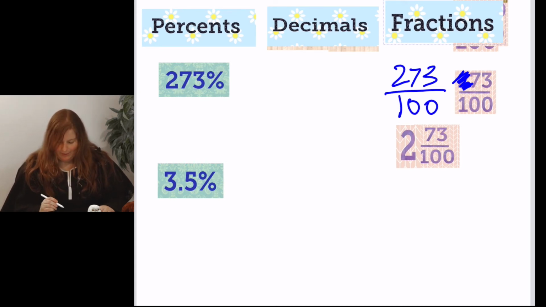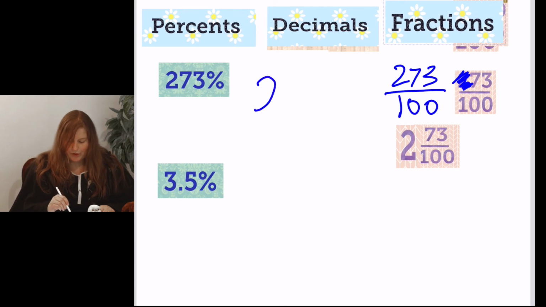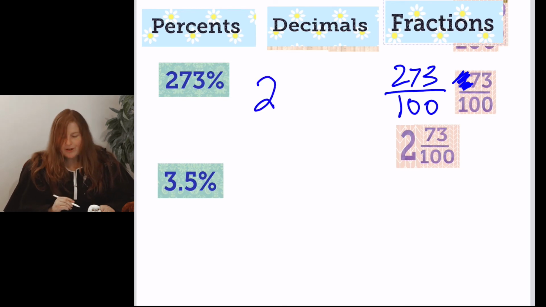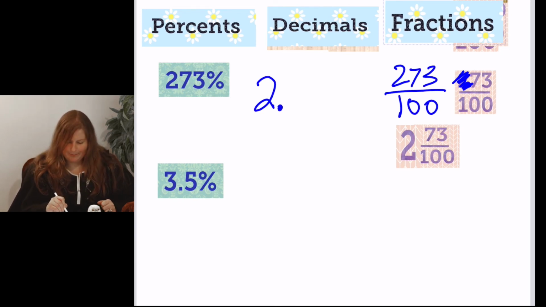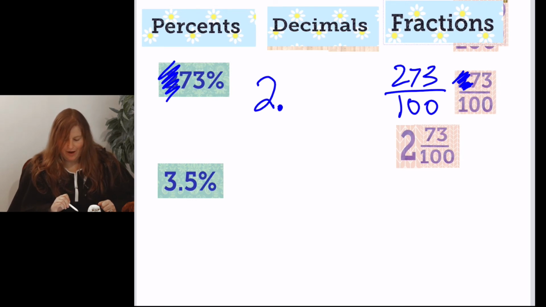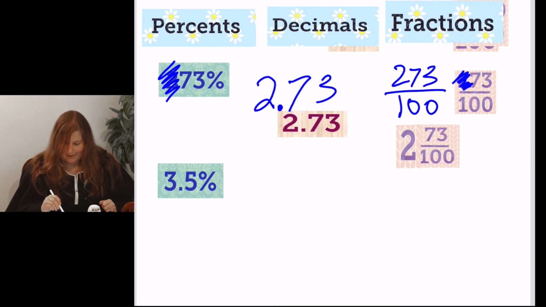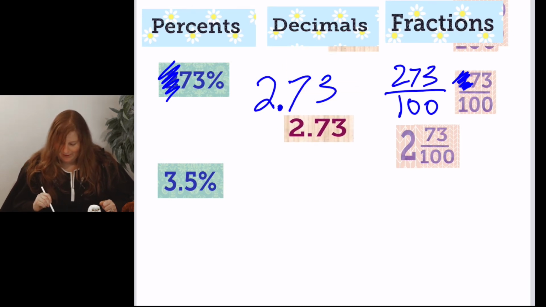Now as a decimal, that means we have 2 wholes or 2 in the ones place. So I finally get to put something besides a 0 in front of that decimal point. So I have 2 wholes, and then I have 73 out of 100. So I put a 7 in the tenths place and a 3 in the hundredths place, and my decimal is 2.73.